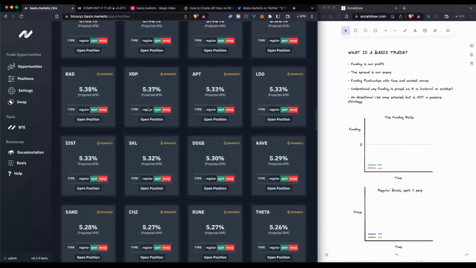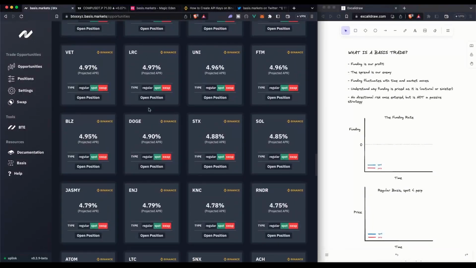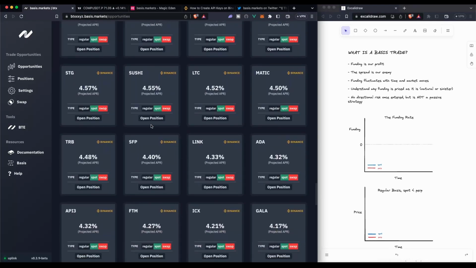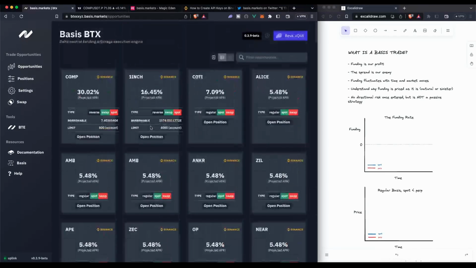At the moment, we only support Binance, but Bybit is underway and will be integrated in the coming weeks. So that's quite exciting, when we'll have multi-exchange funding arbitrage available, and the opportunities become even greater in that case. So you have different views on the BTX here.